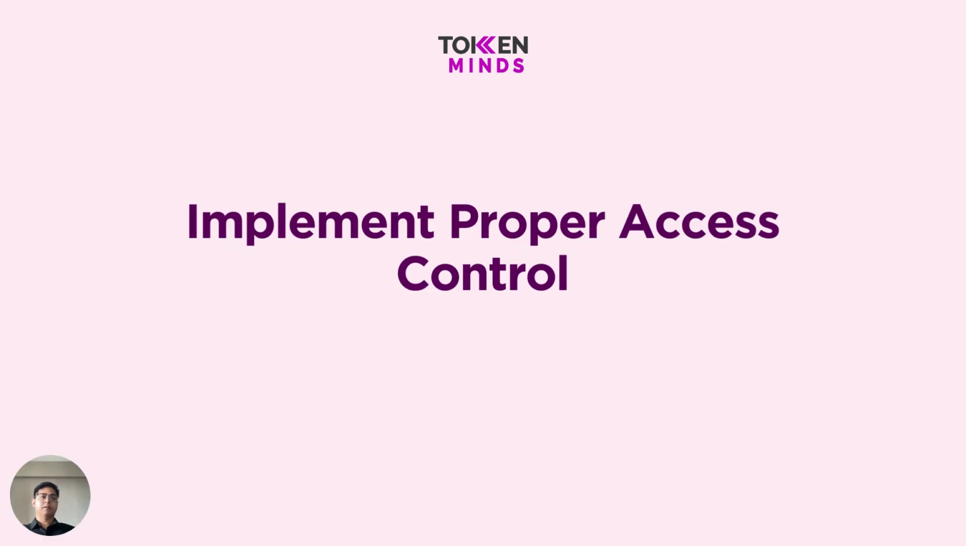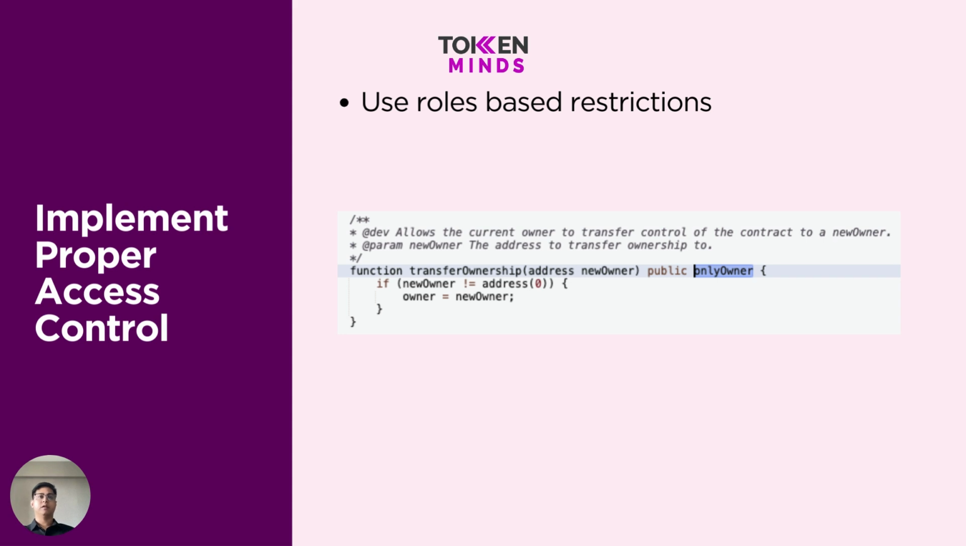Implement proper access control. So, user role-based restrictions. So, onlyOwner or some other custom role-based restrictions that you can implement can be used to prevent unauthorized access to your smart contract functions. In this case, by adding the onlyOwner modifier to your function, it will make sure that only the contract owner can call this specific function.